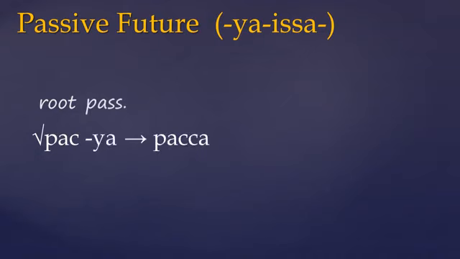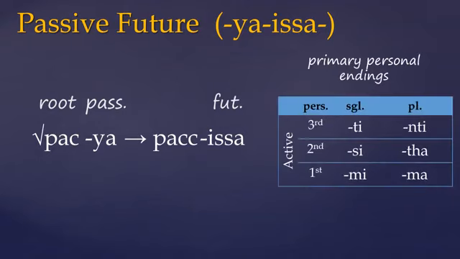To form the passive future base, we take a verb root and add to it the passive infix ya, and then to this we add the future infix issa. Finally, we add a primary personal ending to indicate person and number. So in third person we get it will be cooked.